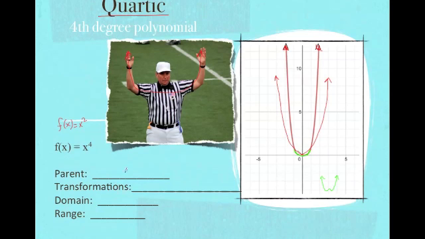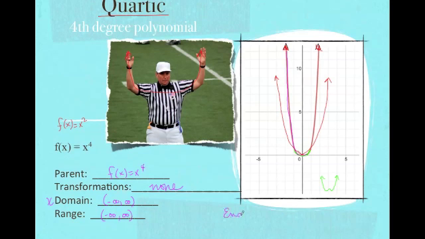Okay, so again, the parent function for this is f of x equals x to the fourth. There are no transformations. When we talk about domain, we're talking about x. The x values can be any number because it is headed out. It looks like it's going straight up, but again, it's not. It is flared out just a little bit. So any number, negative infinity to positive infinity, and the range is negative infinity to positive infinity.